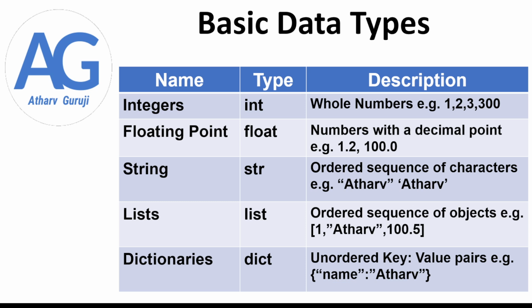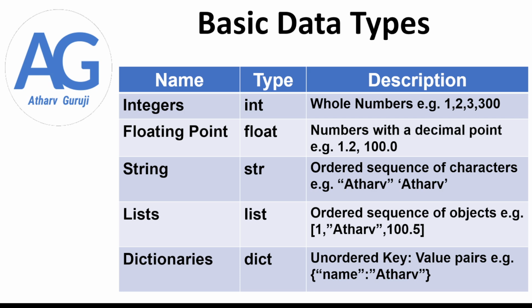String. Type is str. So string is ordered sequence of characters. For example, athav in double quotes. You can write athav in double quotes in string, or you can write athav in single quotes. Both will be supported here.